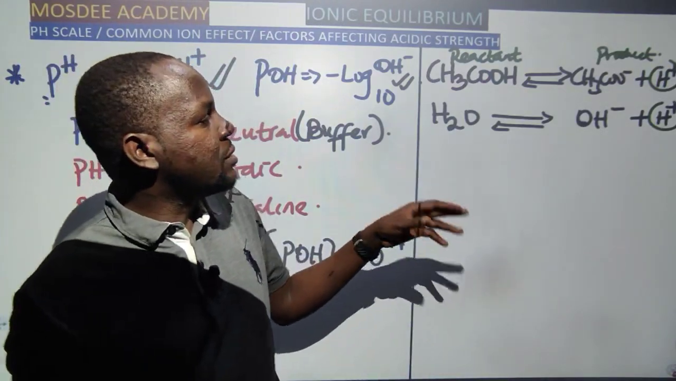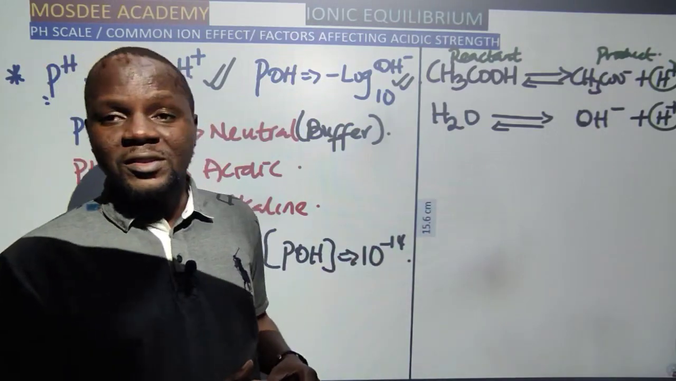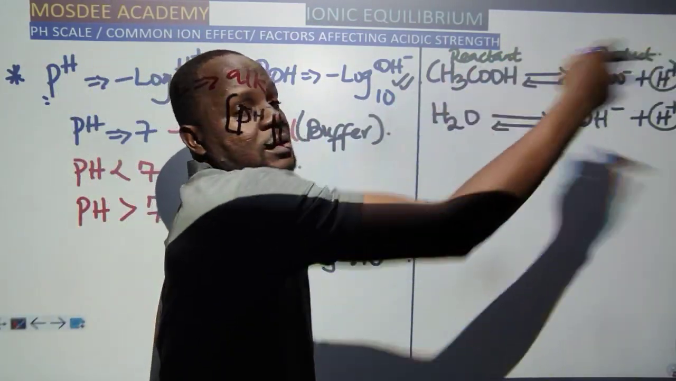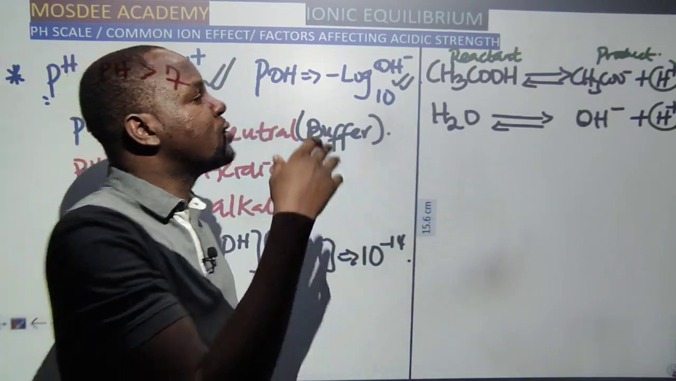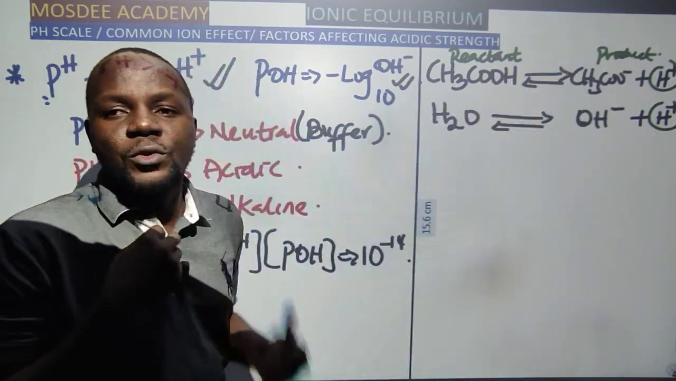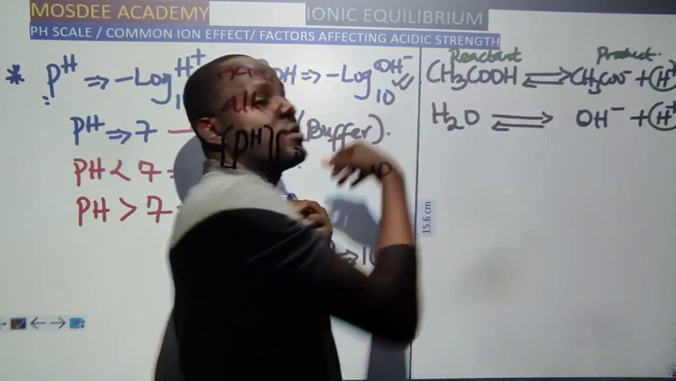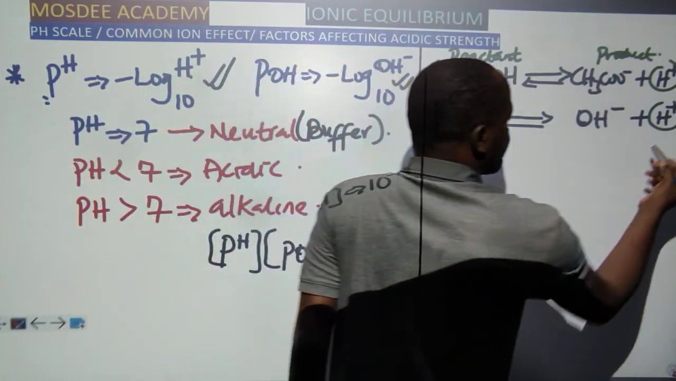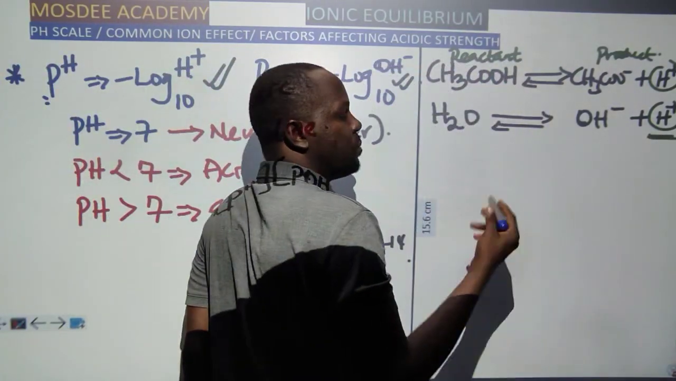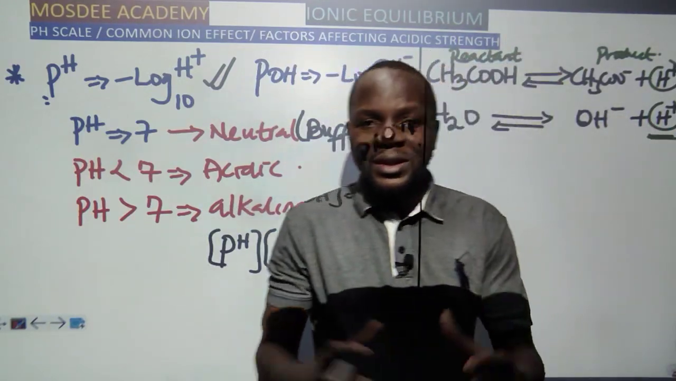Now here, because of the common ion, which is H plus, what will happen to that reaction? Because H plus is at the product side, the reaction is now favoring the right side. So according to Le Chatelier, the reaction will try to adjust itself backward. What we are trying to say is that more H plus is being produced according to this. Why? Because of the common ion effect.